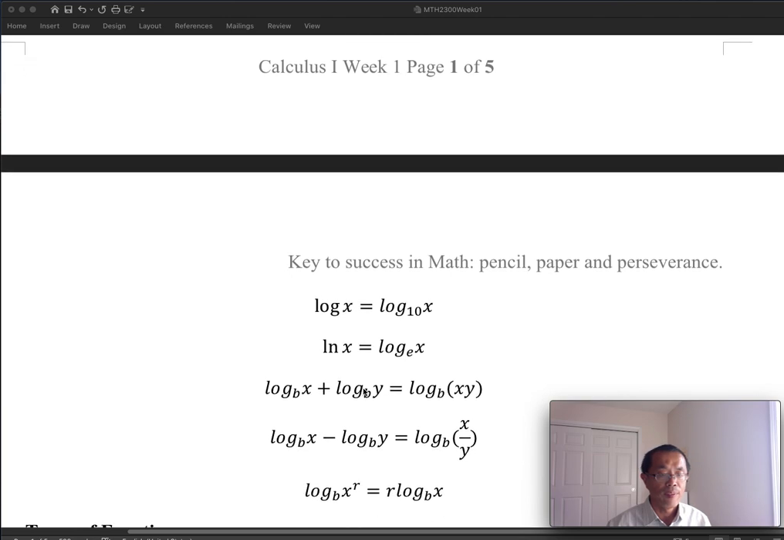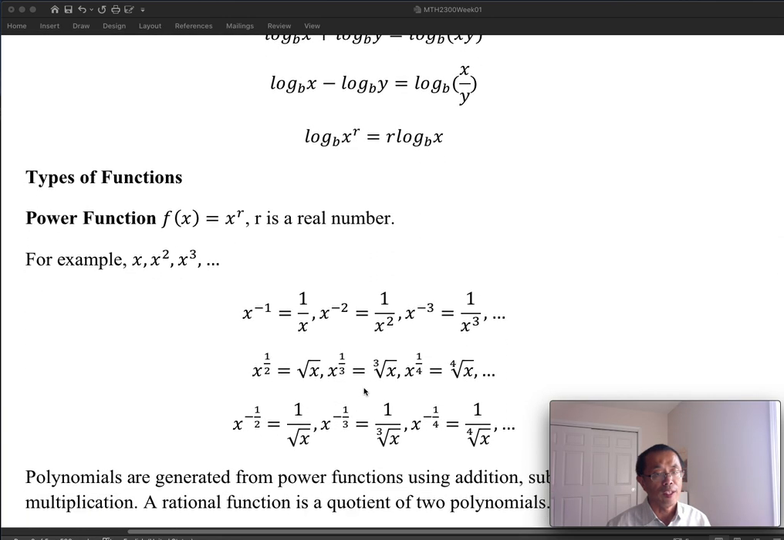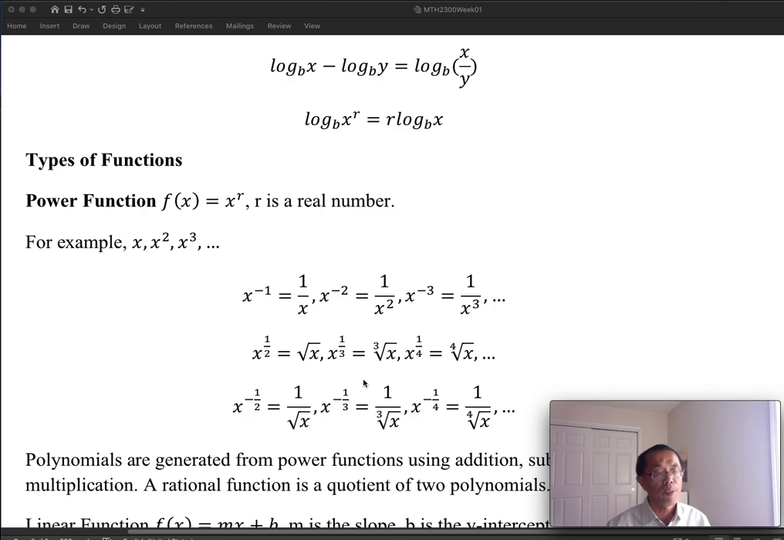Okay. I'm going to do a little bit more reviewing. The second part of reviewing is types of functions. And I want you to know, instead of considering linear functions, quadratic functions, from the point of view of calculus, we look at the function types in a slightly different way. The first type I want to mention is the so-called power functions.